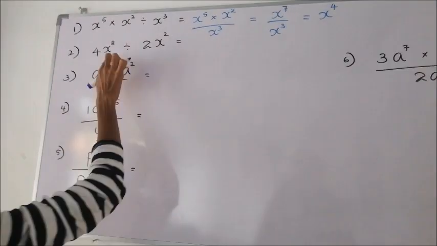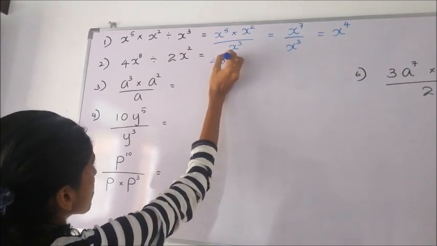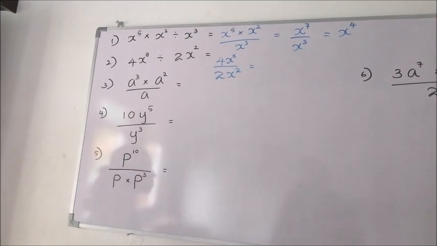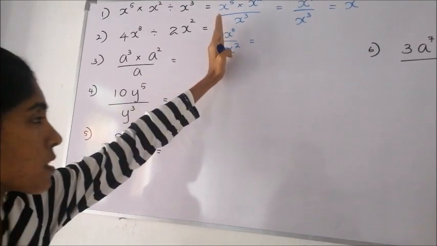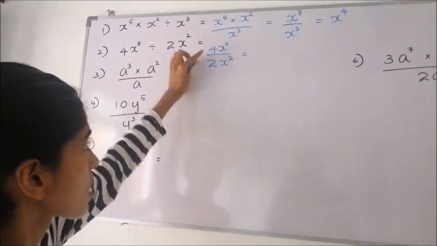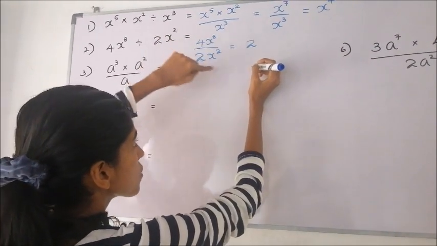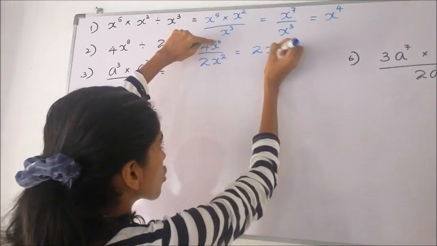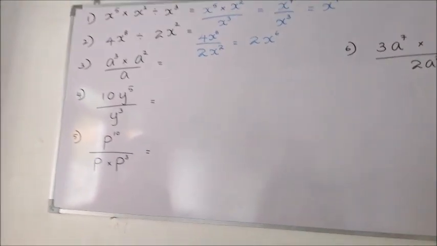Next one. Again we will write as a fraction: 4x to the power 8 divided by 2x squared. Now two numbers are there to be divided. Doesn't matter, we will divide. Simplify 4 and 2 separately and these two indices separately, right? These two powers separately. 4 divided by 2, answer is 2. Powers with the same base, right, should be divided. So we will subtract the powers. X to the power, from 8 when we subtract 2, 6. This is the answer.